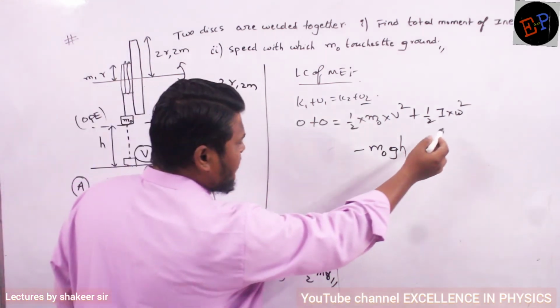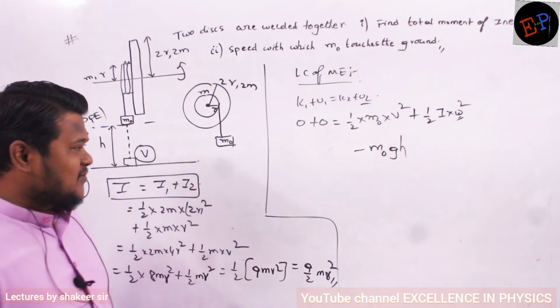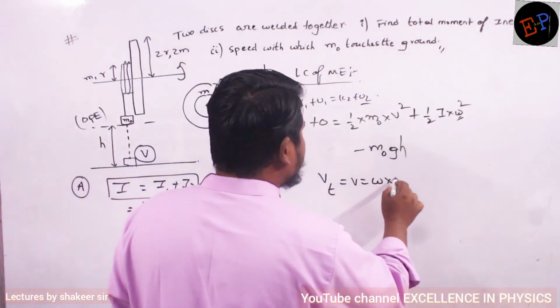But do I know the omega value? I don't know the omega value. So what can I do? Again, the constraint relation, same concept. So v tangential is equal to v is equal to omega into r.